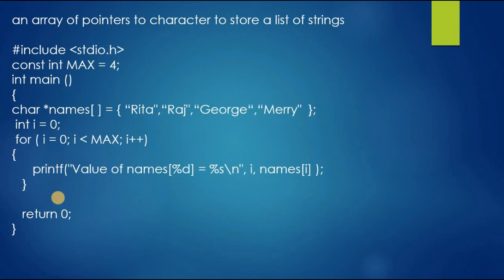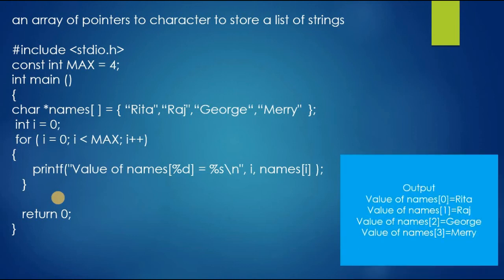When we execute this program, we will get output like this: the value of names at the 0th position, at the 1st position, at the 2nd position, at the 3rd position. The names are stored according to their positions, meaning according to their address it will print the names. How this program is executed we will see here.